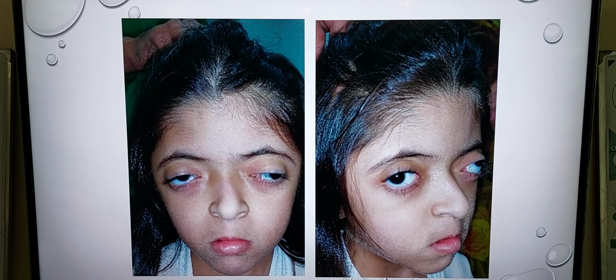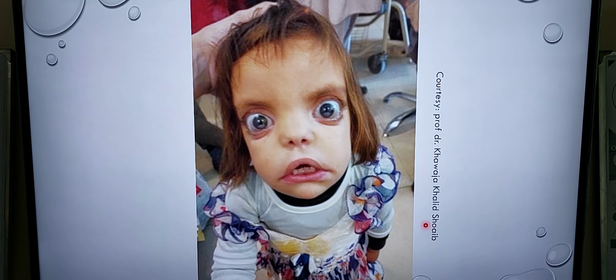This is a picture of Crouzon syndrome. You can see there is proptosis, the orbits are shallow. There is mid facial hypoplasia due to which the jaw is prominent, and the distance between the canthi is also increased. Again, this shows Crouzon syndrome.